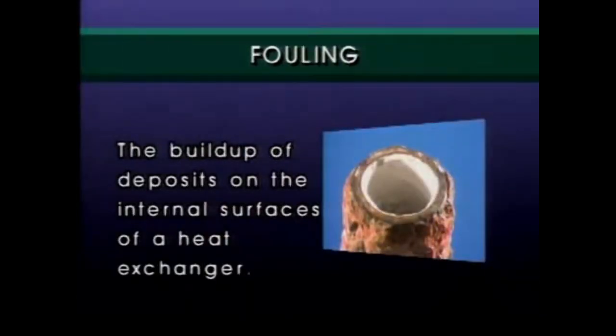Fouling is a term that's often used to describe the buildup of deposits on the internal surfaces of the heat exchanger. When fouling occurs, the result is an additional layer of material that heat must pass through. This additional layer reduces the ability of the unit to transfer heat. Also, if the buildup becomes excessive, the flow of fluids through the unit may be restricted.